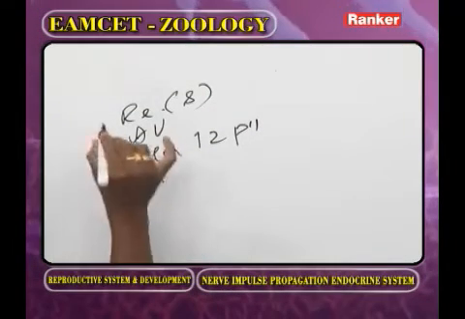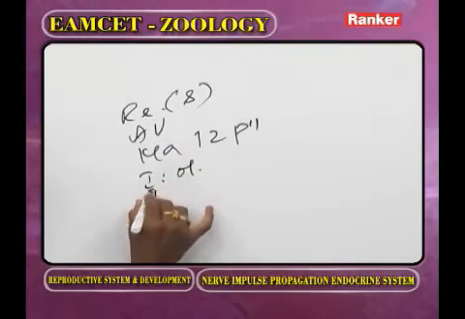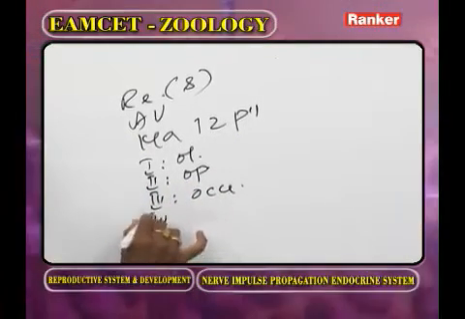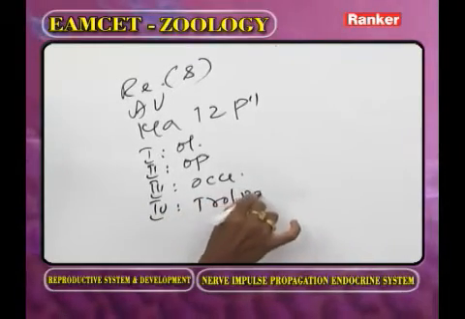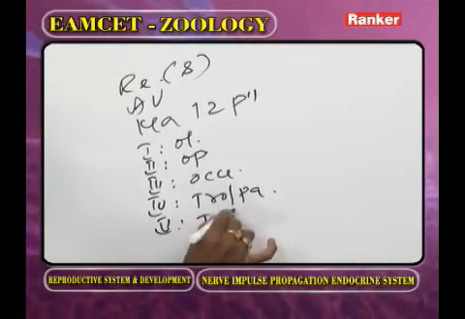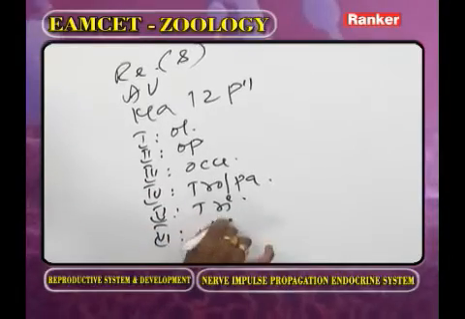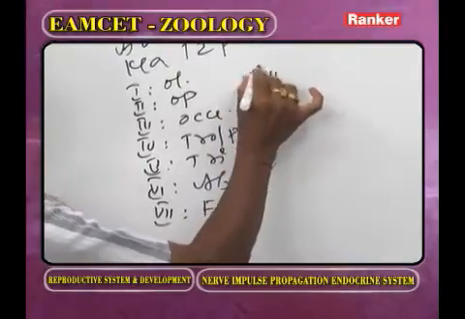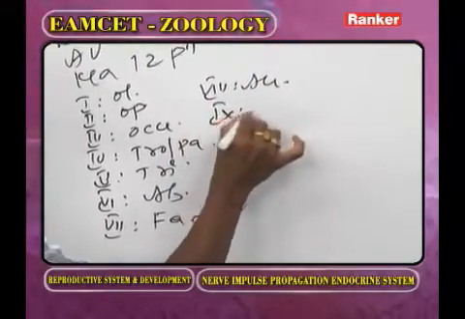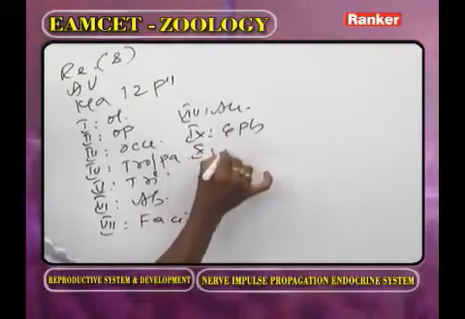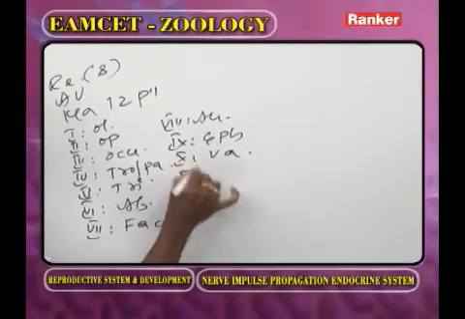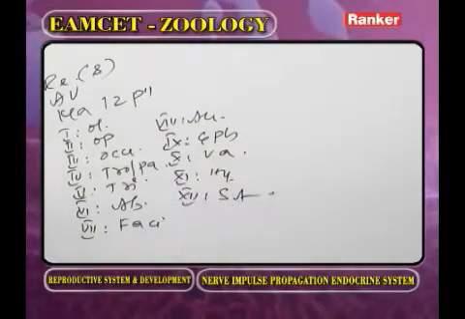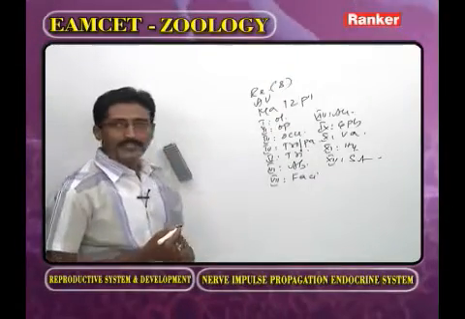Now, the first one we call the olfactory, the second one optic, the third one oculomotor, the fourth one trochlear or pathetic, the fifth one trigeminal, the sixth one abducens, the seventh one facial, the eighth one auditory, the ninth one glossopharyngeal, the 10th one vagus, the 11th one hypoglossal, and the 12th one spinal accessory. Now these are the 12 pairs of cranial nerves.